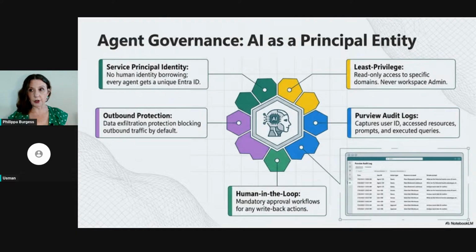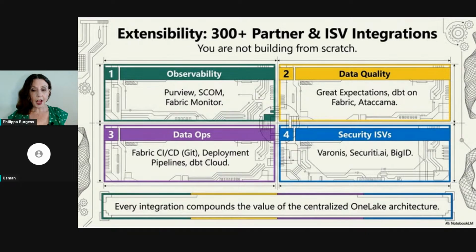Similarly, one of the new things they've introduced in Fabric is a soft delete. So things are no longer hard deleted. They're recoverable for 30 days in case something got accidentally removed. It's no longer unrecoverable.